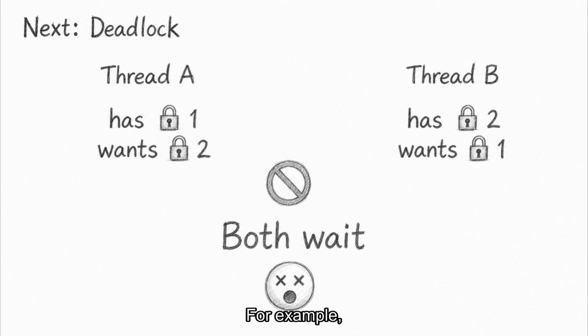For example, thread A has lock 1 and is waiting for lock 2. Thread B has lock 2 and is waiting for lock 1. Thread A cannot continue because it needs lock 2. Thread B cannot continue because it needs lock 1. Both threads are waiting for each other, so nothing moves forward. And now we'll talk about deadlock in more detail in the next video.